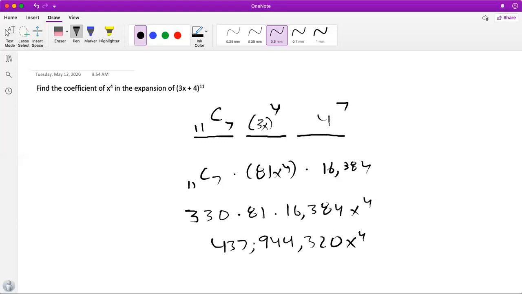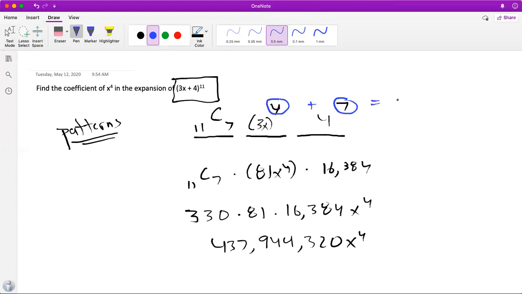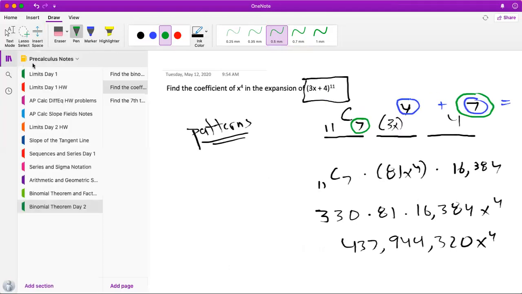I would never want to try and get all the terms of this expansion and then just pick out the one with x to the 4th. This is a much faster way to do that. Again, we use these patterns we saw. The pattern is that this plus this is always equal to n, which in this case was 11. And we remembered that this number, 7, was always the same as that number, which helped us get this coefficient.